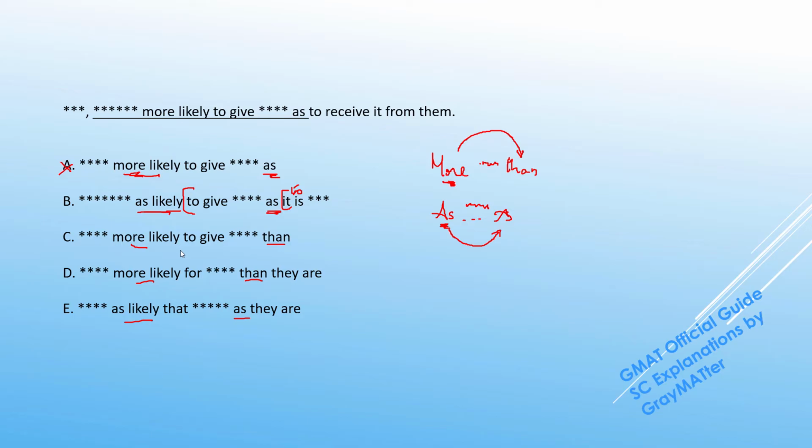So if I say more likely to give than to do something, more likely for than for, as likely that as that. So if you notice, all of these constructions except for C are actually breaking the parallel construction. So we can get rid of E, D and B, leaving us with the right answer choice C. Because we can notice this parallel construction is more likely to give something than to receive it from them. So C is the correct answer.